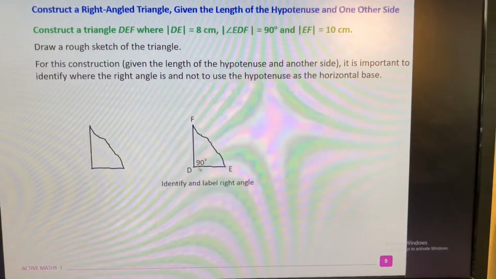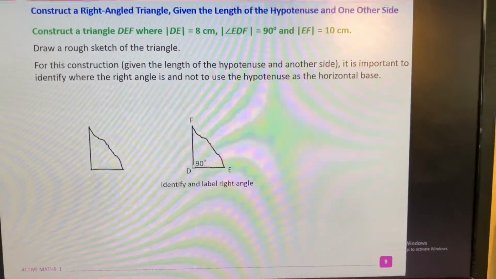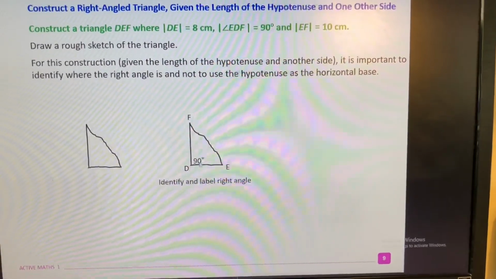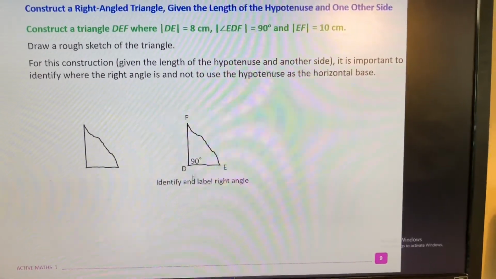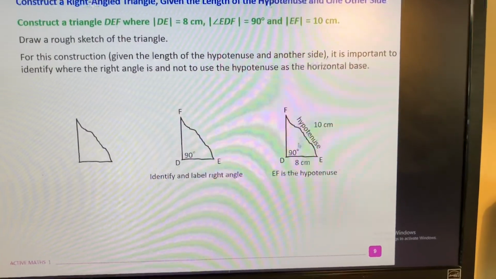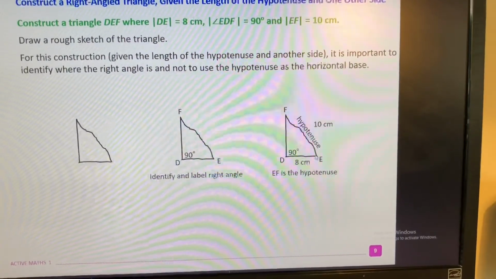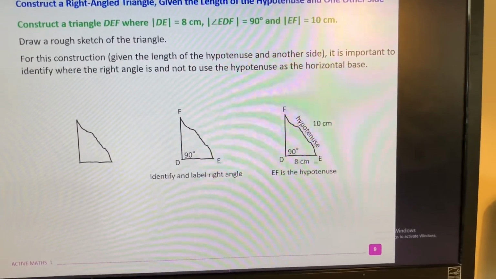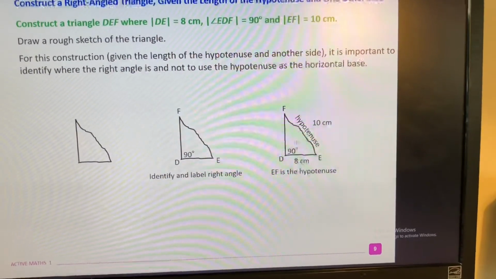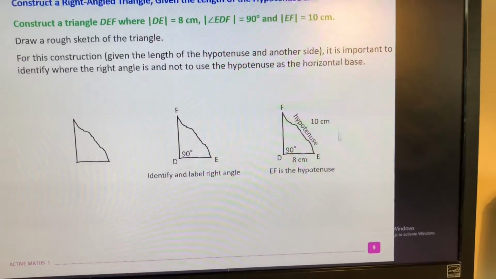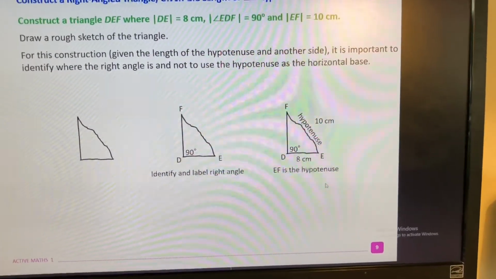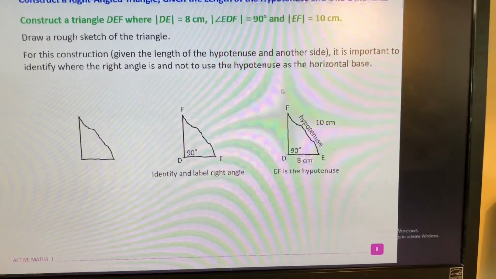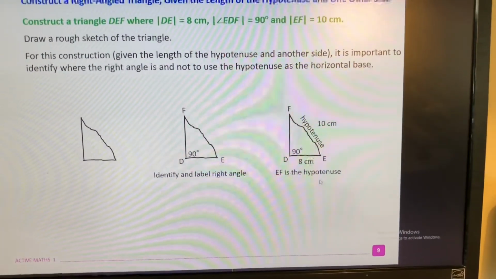We know that the 90 degrees sits at D, and that means that these will be perpendicular to each other. It will look something like this, and therefore we can quite easily see that the side opposite must be from F to E, and that's the hypotenuse that we're told is 10 centimetres. So this construction really is helped out by having this sketch done beforehand.